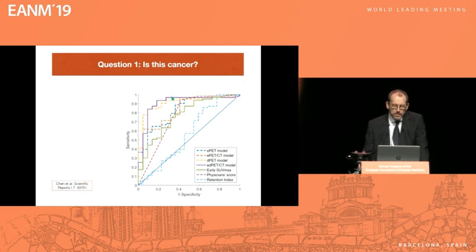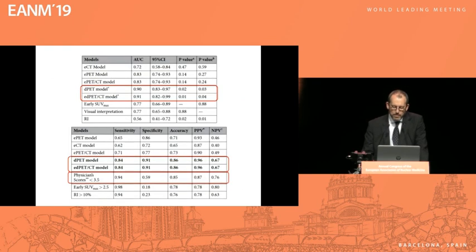And the way to report it is the area under the curve. The higher up, the better it is. You can see here this curve, it's the retention index. That's the evaluation of the uptake over time. It doesn't work very well. That's the physician score. It's not too bad, but the best one is over there. It's either the delayed PET machine learning model or the early and delayed PET combined.